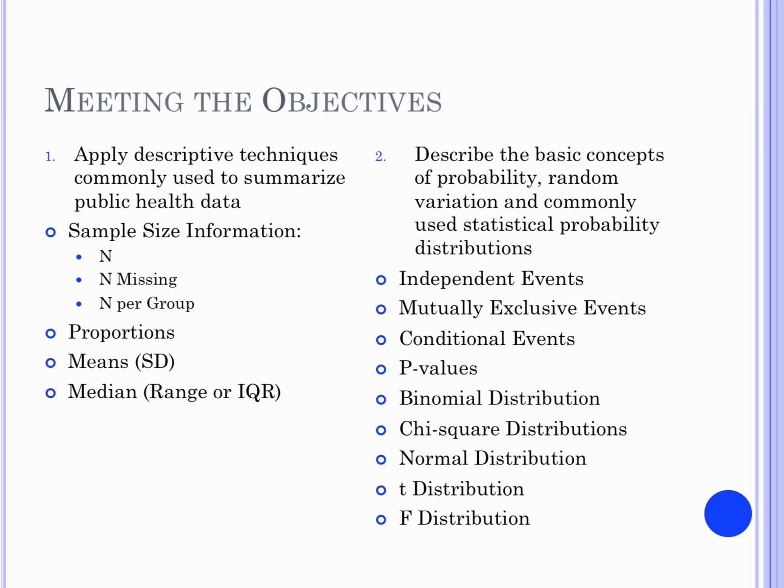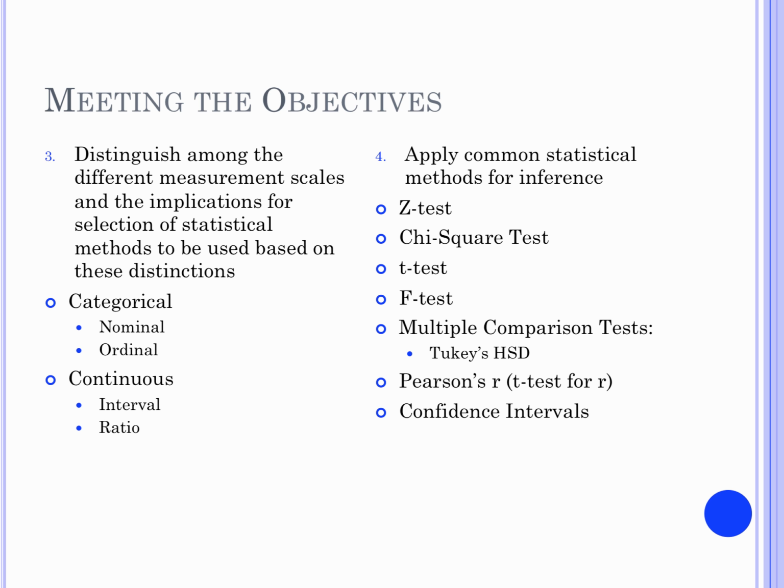For course objective 2, describing the basic concepts of probability, random variation, and commonly used statistical probability distributions, we spent a great deal of time on how to assess the probability of events occurring, whether those events are independent or mutually exclusive, or if they are conditioned on another event. We learned how to utilize known distributions to calculate p-values, which is the probability of observing our results or results more extreme. That led us to objective 3, which is distinguishing among the different measurement scales and the implications for the statistical methods to be used based on these distinctions.